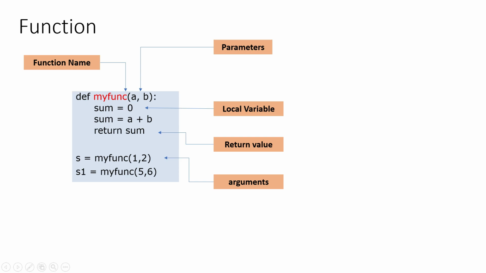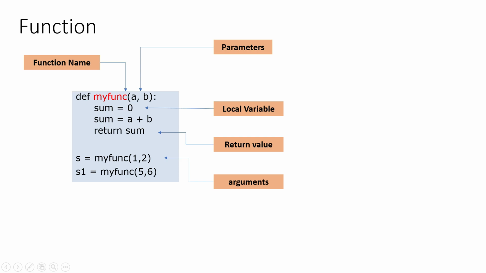So this is the structure of a function. How does it look? It starts with the keyword def. Then you have the function name, and then an optional list of parameters, and then an indented block of code. You can have local variables inside a function. For example, this sum is a local variable. Then you have the return value. If your function is expected to return something, then you will have a return statement.